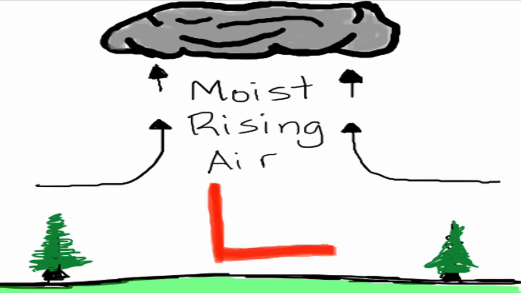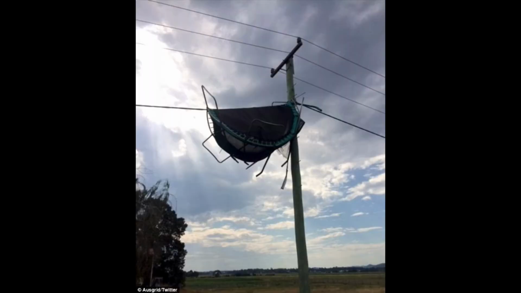Rising warm air, including water vapor, brings energy into the upper troposphere. This energy drives many of the weather processes that we recognize, including rain, wind, and severe weather.